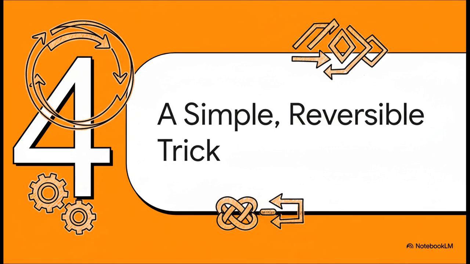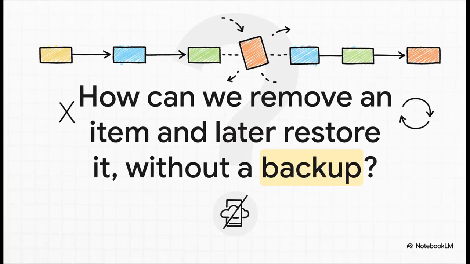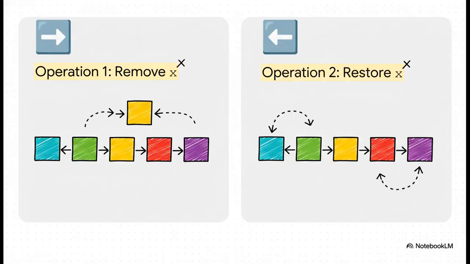He found this unbelievably elegant way to solve this whole undo problem without making any copies at all. He asked this one central question. Just imagine you have an item in a list. How can you remove it and then later on put it back exactly where it was, using only the information that's already inside the item itself? No backups? And here is the answer.